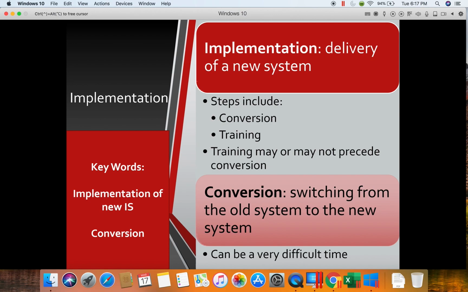Training is actually making sure that our end users know how to use the product. Now, ideally, some of this training should happen before the conversion takes place. Otherwise, people will not know how to do their jobs. So ideally, much of the training would happen before the conversion. But typically, there's also some training that needs to follow the conversion so that the users can get their questions answered. So let's take a look at different ways of conversion.